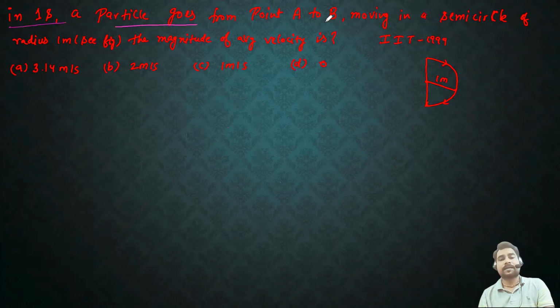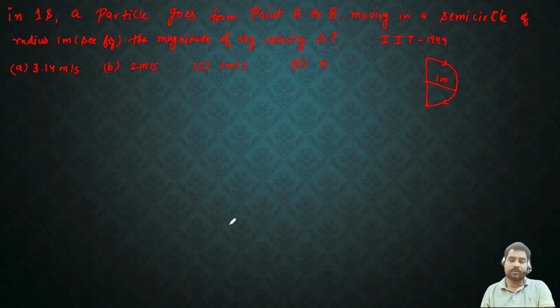In 1 second, a particle goes from point A to point B, moving in a semicircle of radius 1 meter. See figure. The magnitude of average velocity is. Okay, so here this is my point A, this is my point B. Average velocity I need to determine. In 1 second, the object reaches from point A to point B, and average velocity is what they were asking.